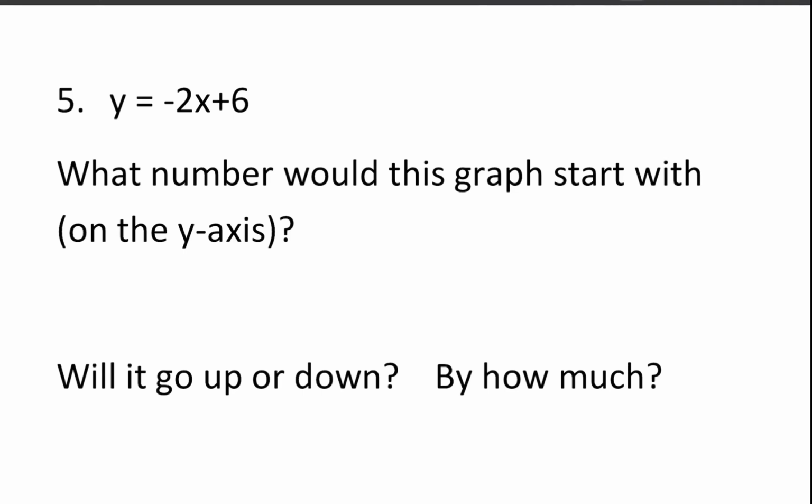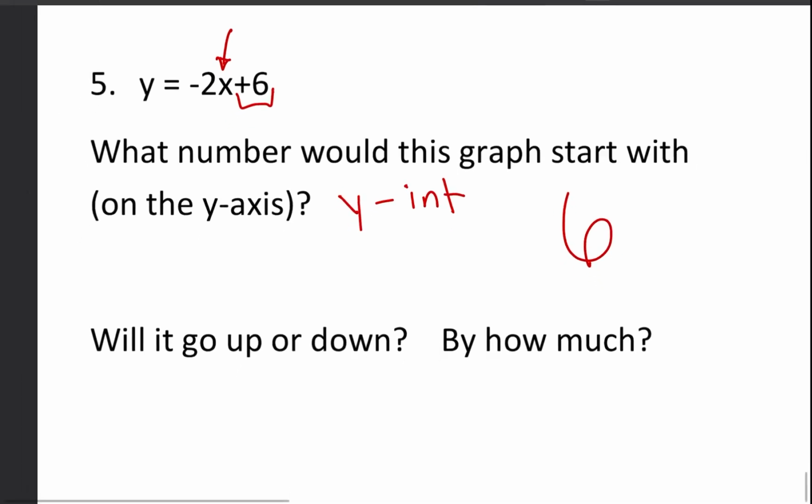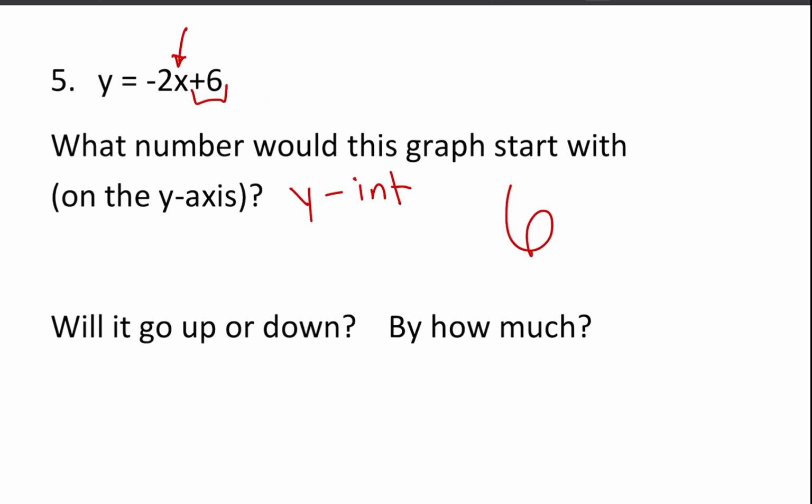What number would be on the y-axis, aka what number is going to be our y-intercept? Well, since this x is just an x by itself, that's telling me that it starts at time 0, which means this 6 is going to be on our y-axis. It's going to be our y-intercept. Now what I want you to do is this next part with me. Box this 6 in, put an arrow here and say that it's the y-intercept.